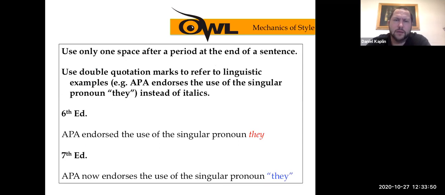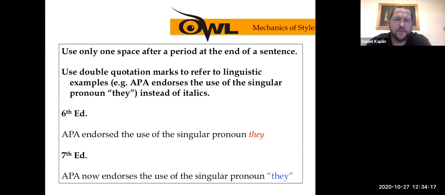Now, another change in mechanics and style is that we use one space after a period at the end of a sentence. It used to be that some people said two, some people said one, and some people said a draft is written differently than the final manuscript. But now everybody is in agreement that you only use one space after a period.